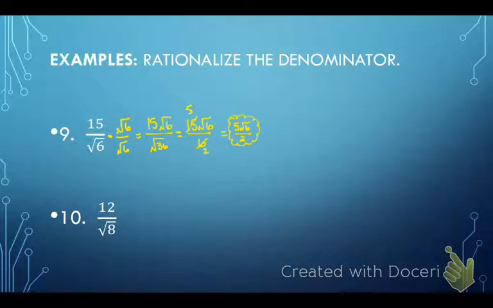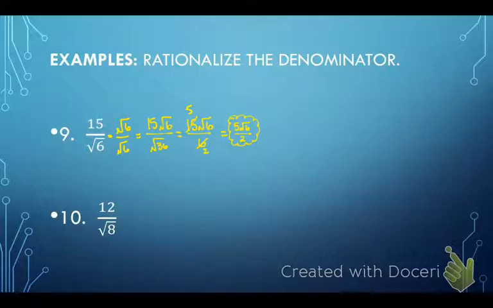Now, on the one on the bottom side where it's number 10, so I have 12 divided by the square root of 8. You have really about 3 different options that you can go about this. Regardless of what you're going to have to do, if this isn't a perfect square, you're going to have to rationalize. So the one thing I would tell you not to do, I wouldn't simplify it.